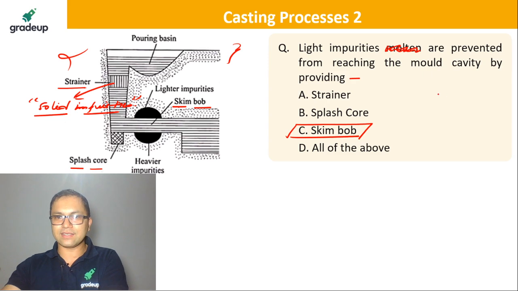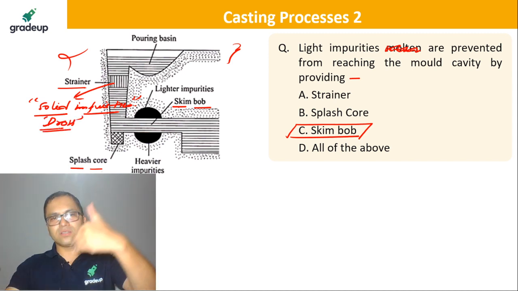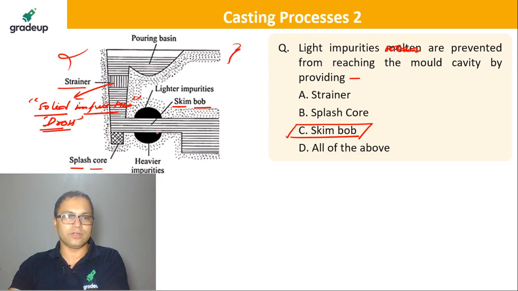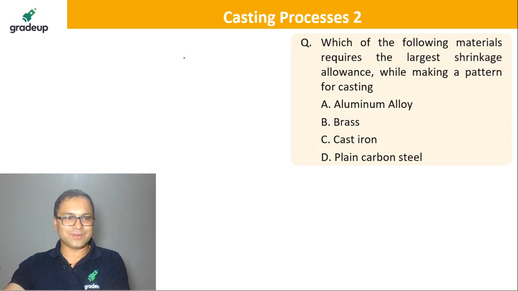Could you understand this? The difference between strainer and skim bob: strainer just takes care of solid impurities. We call it dross, D-R-O-S-S, but no need to remember this name even, just think about the solid impurities.